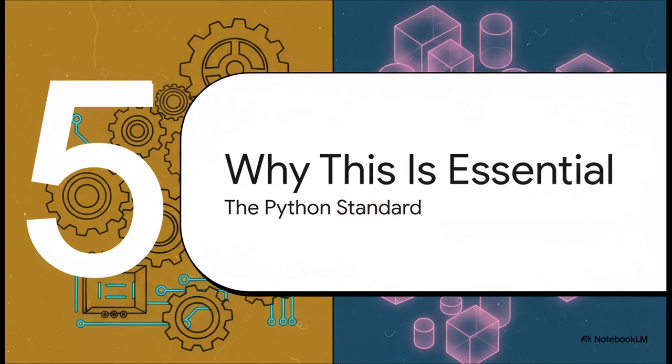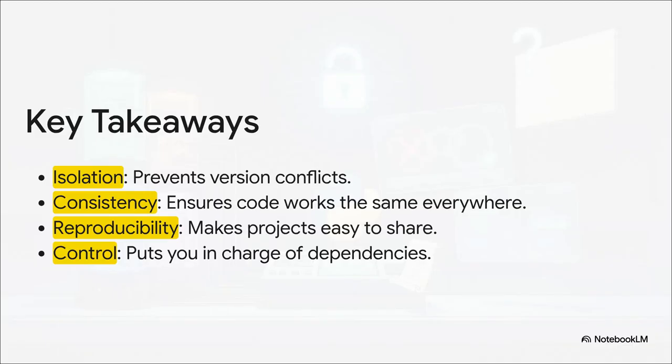So let's just take a step back and hammer home why we go through these few simple steps. Why is this whole workflow so fundamental to writing good Python code today? Well, it boils down to this. Isolation, which stops your projects from fighting with each other. Consistency, which makes sure your code runs the same for you, for your team, and on the production server. Reproducibility, which makes sharing your work dead simple. And finally, control. You are in complete command of your project's world.